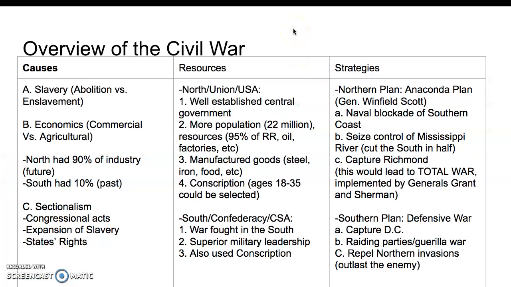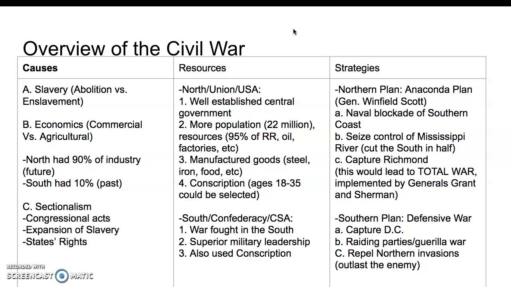So let's do an overview of the Civil War. We have causes: slavery, economics, and sectionalism. Slavery, abolition versus enslavement. Economics, commercial or industrial versus agricultural. The North is 90% of the industry, which is the future. The South is 10% of the industry and 90% of the agriculture, which is kind of like past stuff. Still important, but not as important. And then you got sectionalism. You got congressional acts, the expansion of slavery, what does that look like? And of course, states' rights. So all of those would lead up eventually to the war. We've been building for a long time.